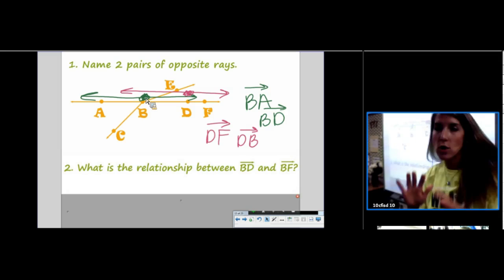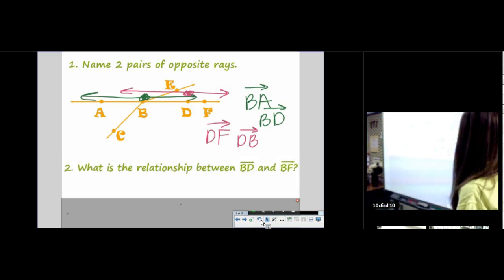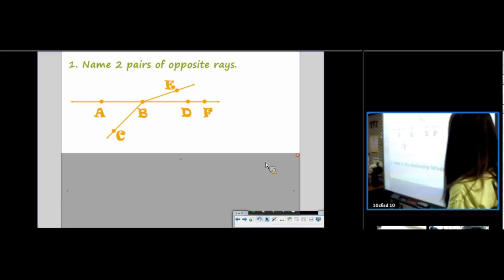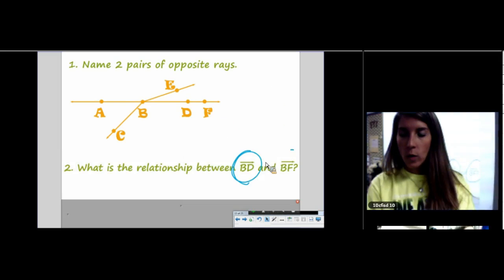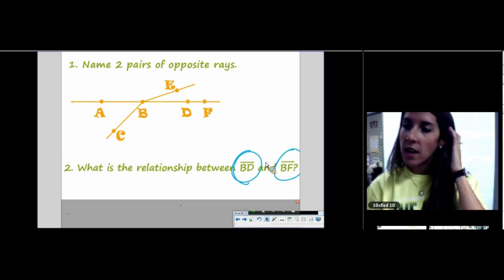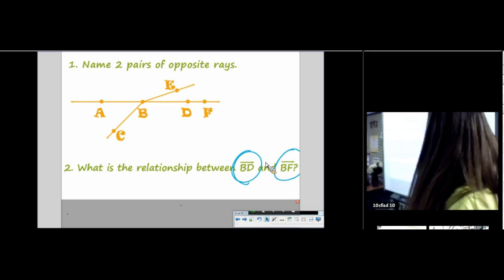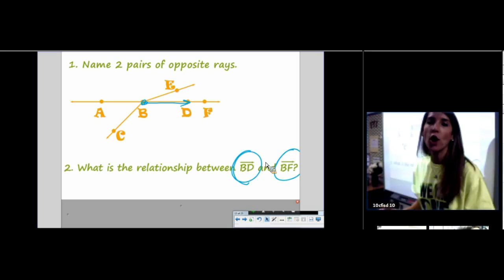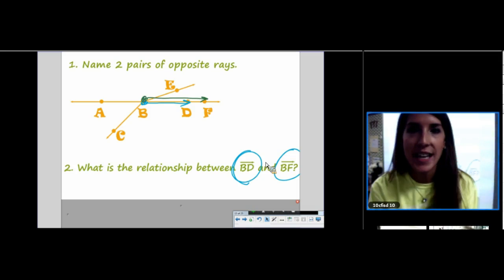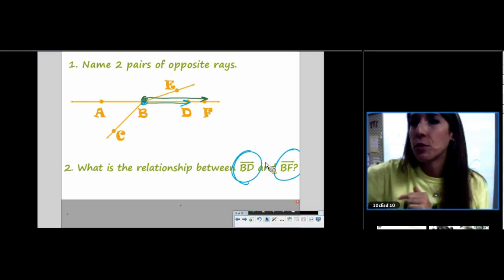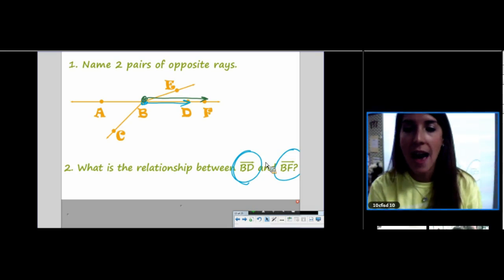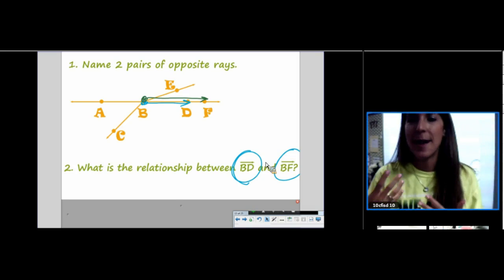What is the relationship? New question. Let's erase all that. What's the relationship between ray BD and ray BF? They are the same ray. BD and BF are not 2 separate rays. They are the same ray. Because one starts at B, goes through D, and goes on forever, and one starts at B, goes through F, and goes on forever. BD and BF are the exact same ray. They're not different rays. So that's 2 different ways to name the same ray.